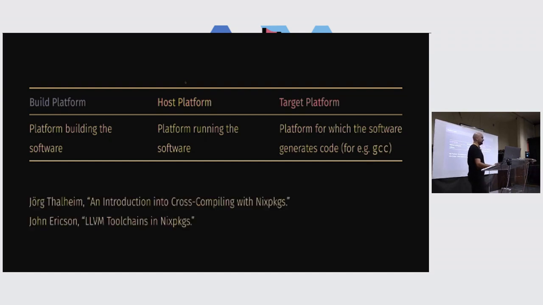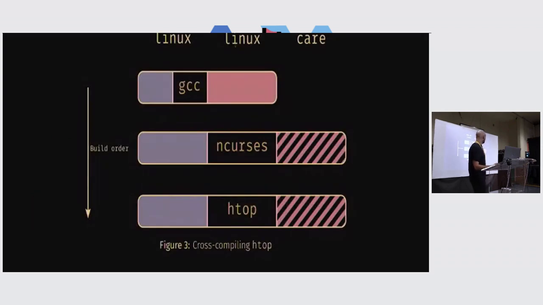So there are two very good talks on the web. There is one introduction into cross-compiling with nixpkgs by Jörg Thalheim. I'm sorry if I butchered your name. And another great talk at Euro-LLVM by John Ericson, who presented the Nix way of things to the LLVM packaging people. And most of the graphics that I'm going to be showing you are adaptations of that talk.